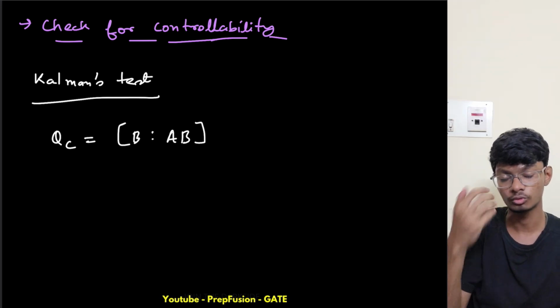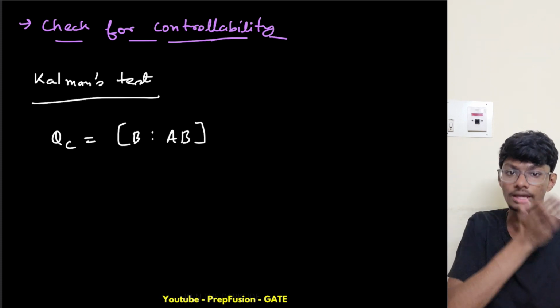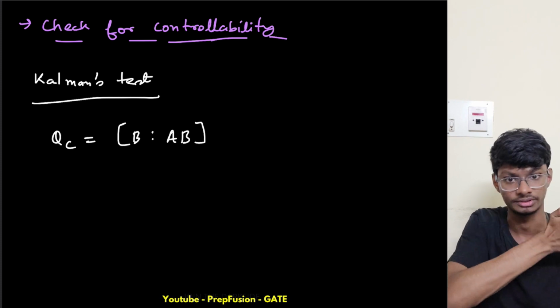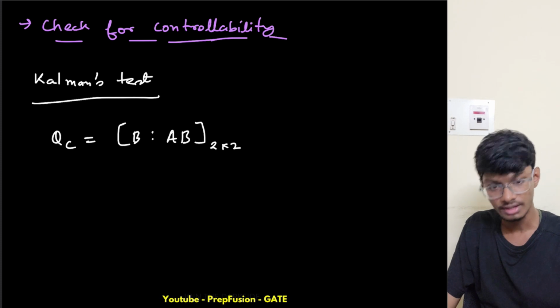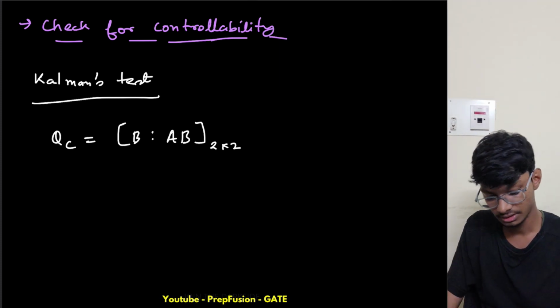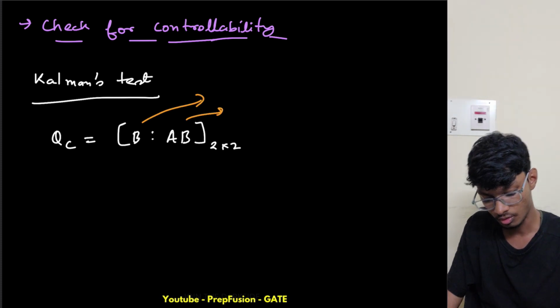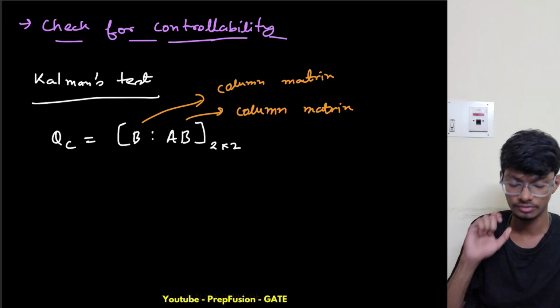If it would have been a third order system, I would have gone to B, AB, then A square B, and stopped there. So that is basically my QC. This is a 2 cross 2 matrix, and each of them are column matrices.